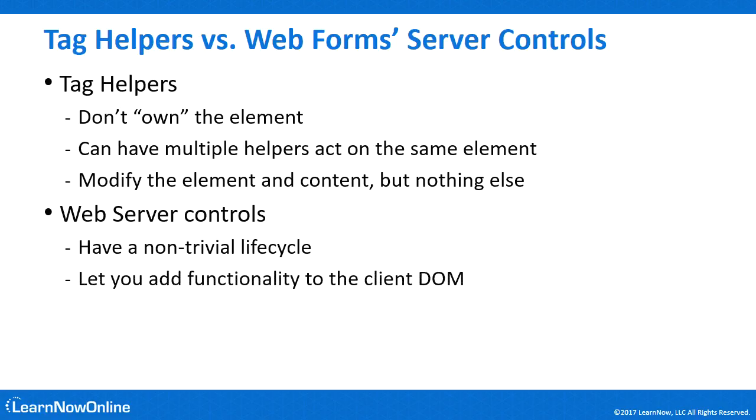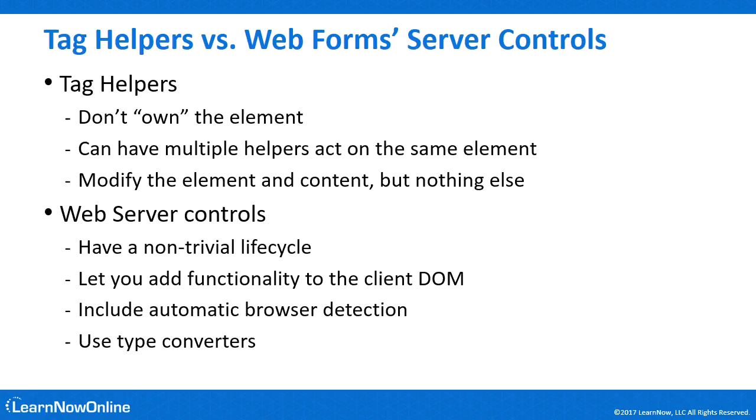And then web server controls let you add functionality to the client DOM, the document object model. And tag helpers have no DOM associated with it. You're not able to manipulate the DOM like web server controls could. Web server controls also include automatic browser detection, so you can customize things based on which browser the page is going to be rendered to. And tag helpers, on the other hand, have no knowledge of the browser, and so you really can't customize them to the browser as such.